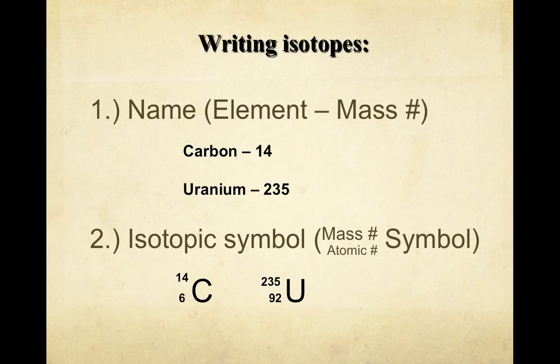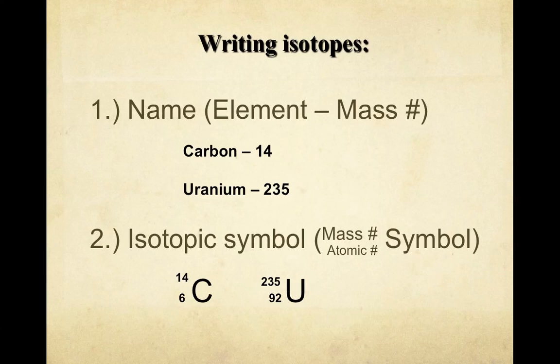So when you're writing out isotopes, you have two options. One is the name method, and that's just the element, dash, the mass number. So that's what we mean when we say carbon-14 and uranium-235. That means carbon-14 has a total mass number, which means both protons and neutrons, of 14. Uranium-235 means the total of protons and neutrons is 235.